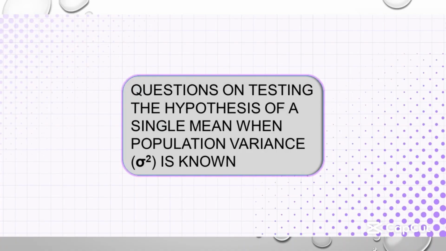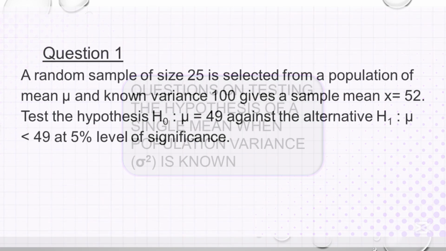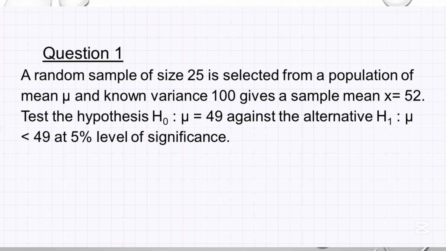So remember I talked about the steps in hypothesis testing. So now I'll be solving the first example. Example 1 says, a random sample of size 25 is selected from a population of mean and known variance 100. It gives a sample mean equal to 52. Test the hypothesis when the population mean is equal to 49 for your null hypothesis against the alternative hypothesis when your population mean is less than 49 at 5% level of significance.